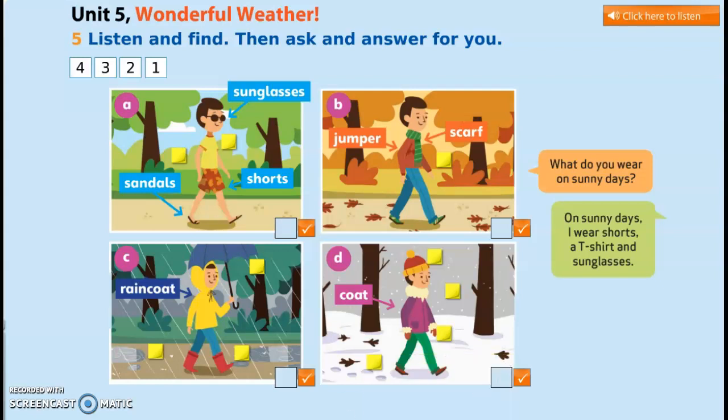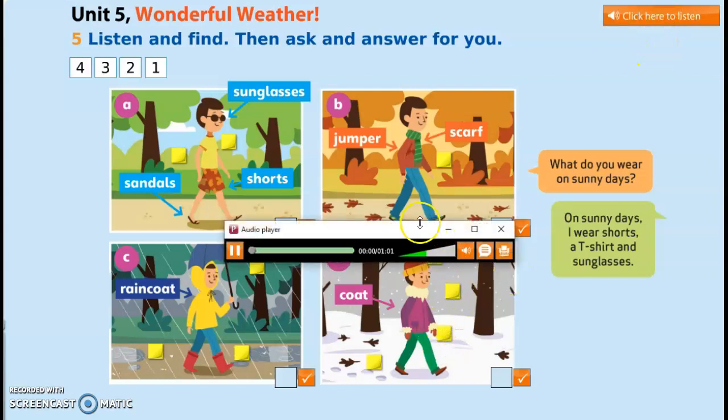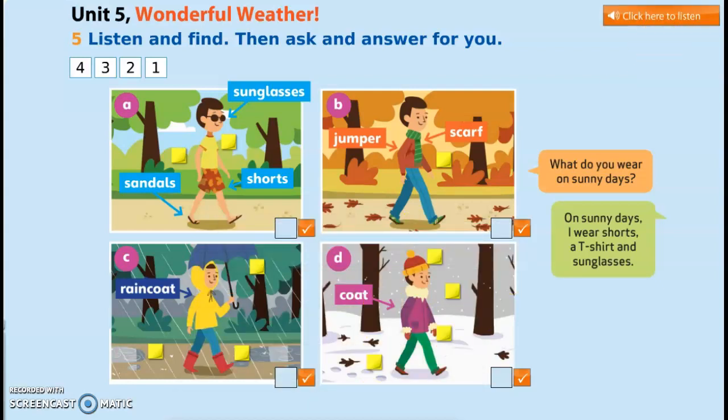Now we are going to listen to a woman describing different weather conditions. You will have to point to each picture depending on what you hear. Let's listen. Pupil's Book, page 75, Activity 5. Listen and find. Then ask and answer for you.